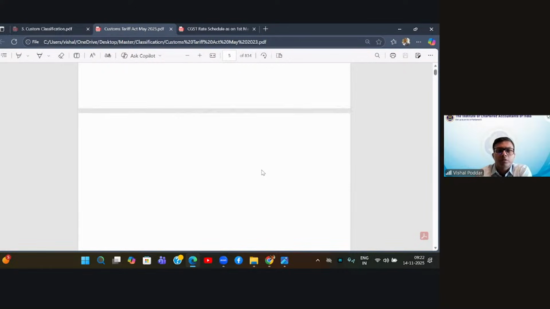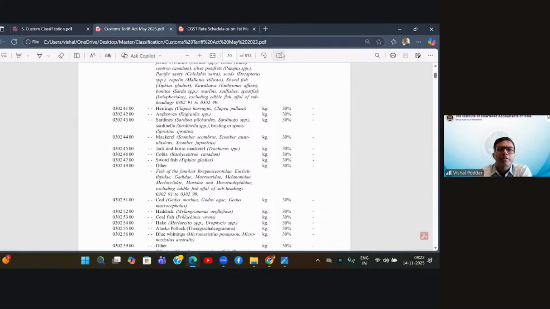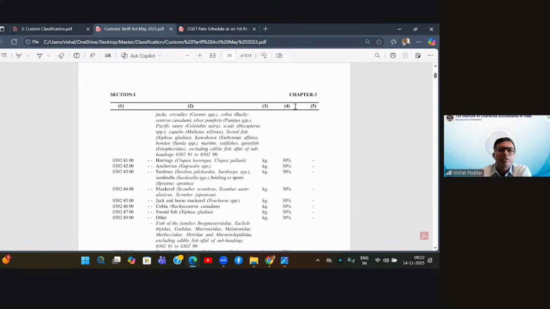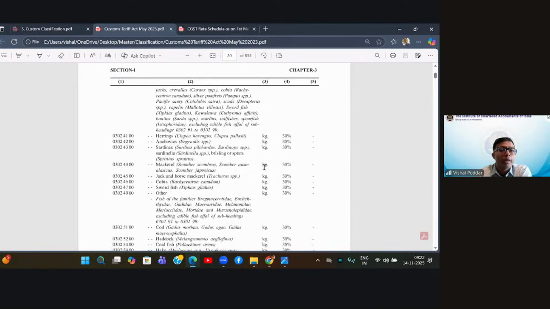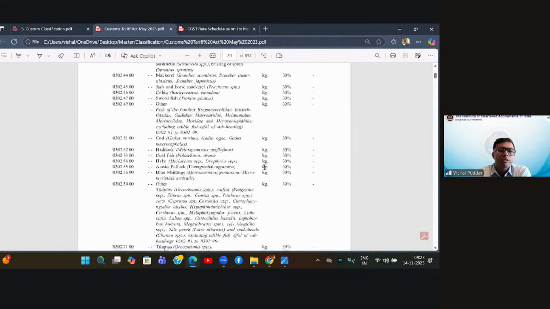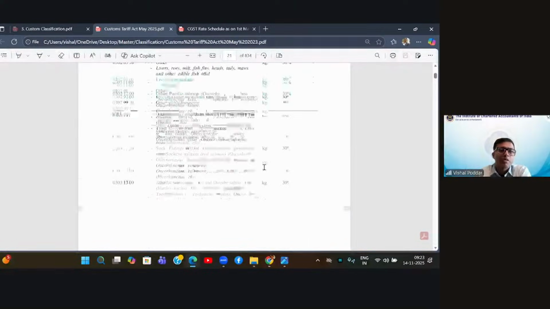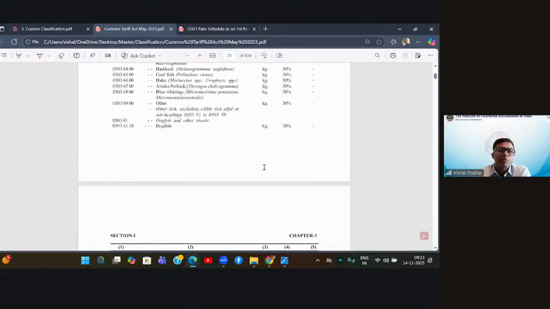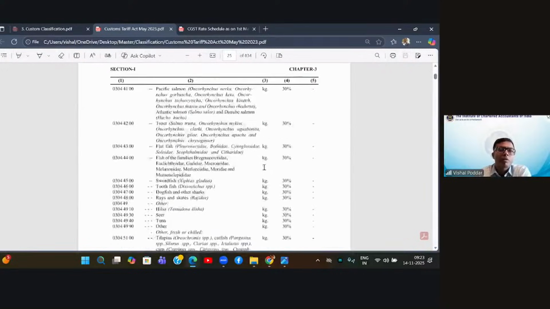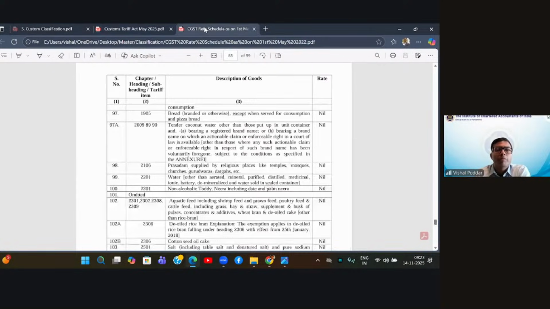In the customs, you saw 2 columns for rates. Why? Because in customs, column 4 is for the standard rate, column 5 is for the preferential rate. Plus, customs also has column 3, which is for units. Why? Because customs rates may be a percentage of value, may be per unit, it can be anything. So they specify whether it is per kg, per piece, per liter. But in the case of GST, this column is not required, because in GST, all rates are a percentage of value only. So I go back. Now this is the exemption schedule of GST. That is why all rates are nil.